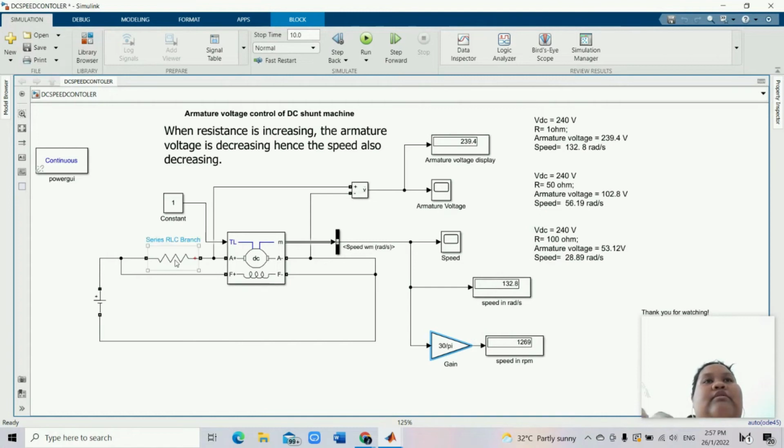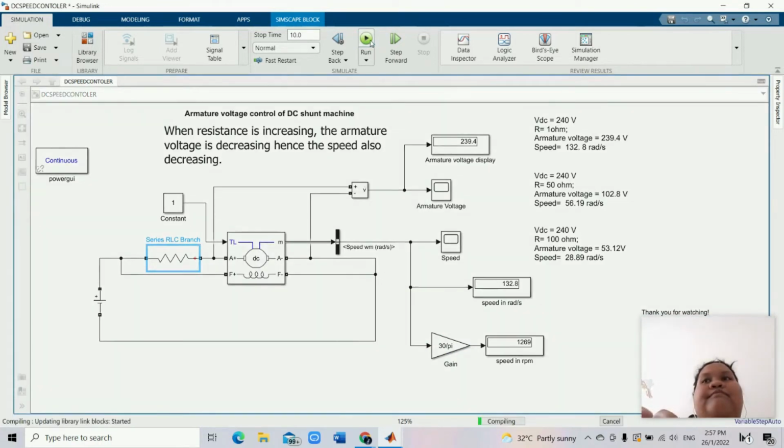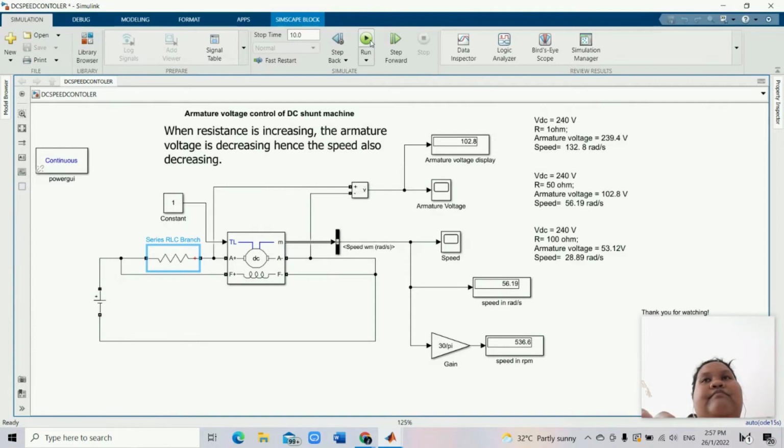Okay, next we will be using 50 ohms. As we can look here, the armature voltage is decreasing from 239 to 102.8 volts, and the speed is decreasing, becoming 56.19 radian per second.